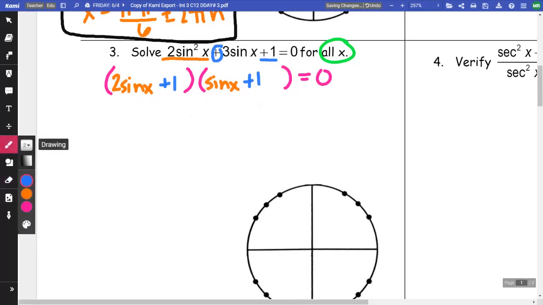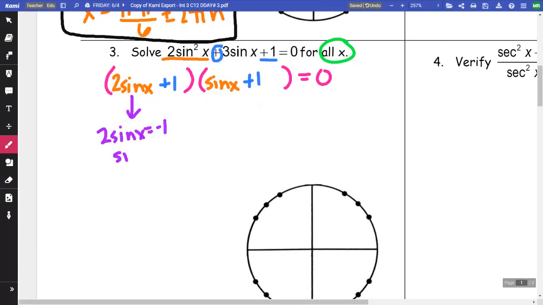Okay, so now I'm going to set each of these to 0. So if I set this one to 0, I get 2 sine x equals a negative 1. I get sine x equals a negative 1/2.